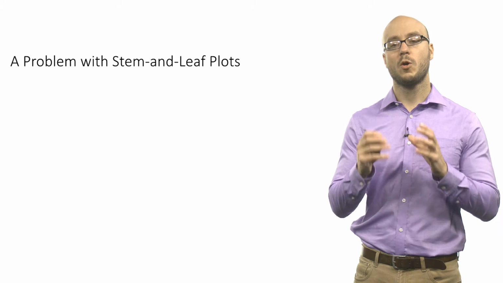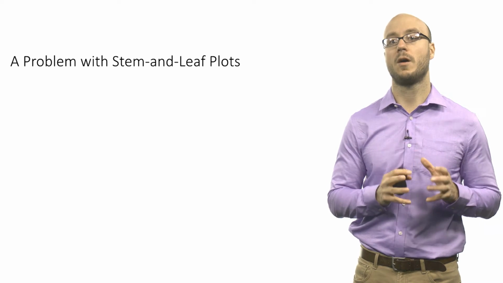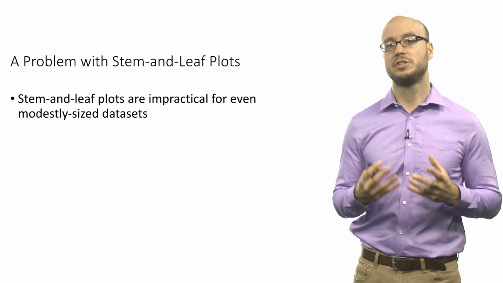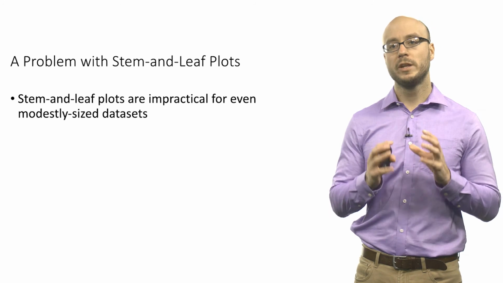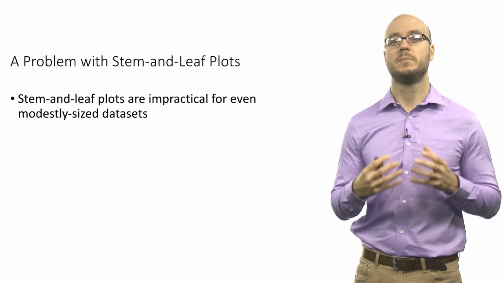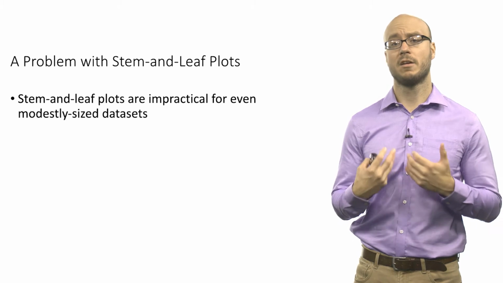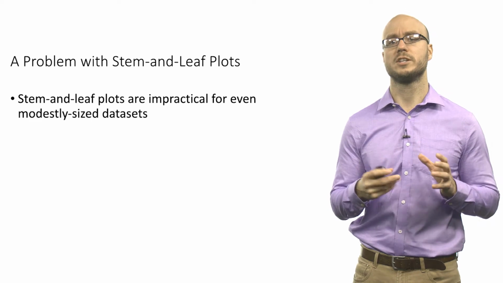And one thing about a stem and leaf plot, which is a similar problem with a dot plot, is that because all observations, all data points are represented in a stem and leaf plot, it really only works for small data sets. It can be impractical for even a modestly sized data set. In our case, we have a set of countries, so the number of observations is pretty small.